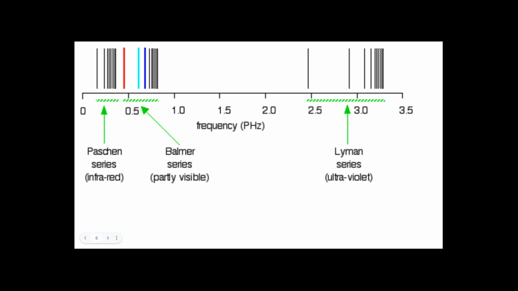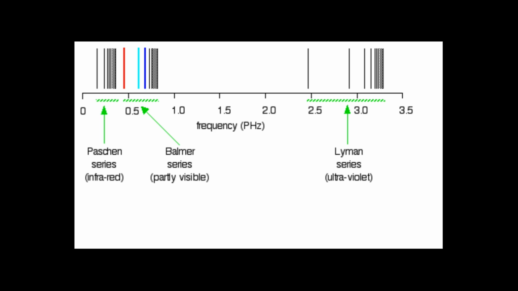With something like a hydrogen atom, we in fact find different series of lines, all of them, in this case with frequency increasing, converging. So I have one series called the Paschen, then you have the Balmer, then you have the Lyman.